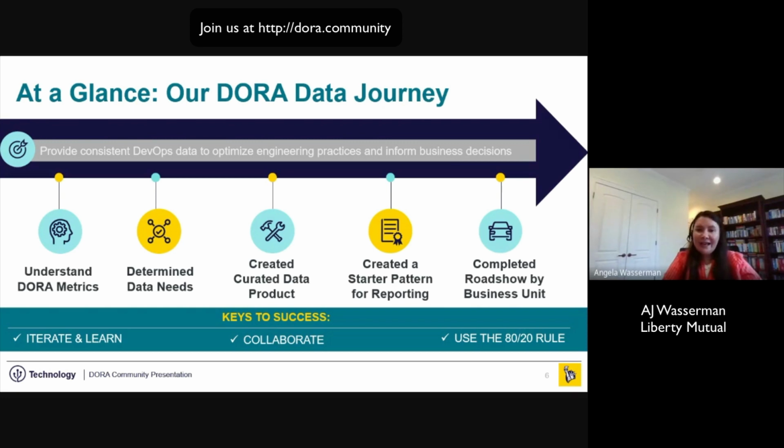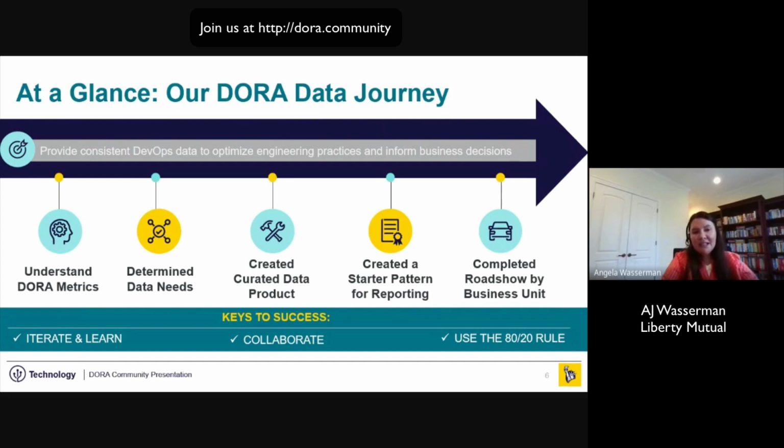But in addition to having data, we also created some starter pattern reporting, some business intelligence dashboards, so folks could get off the ground and get started for their teams. And then after we had that set up, we did complete a roadshow. We went market by market to roll that out and get customer feedback, and we've been using this data for years at this point.